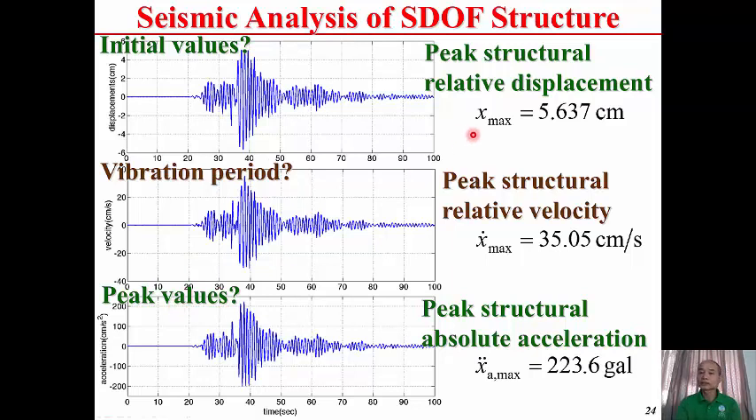We have the peak structural relative displacement x maximum equal to 5.637 centimeter. Then we have the peak structural relative velocity, x dot maximum, equal to 35.05 centimeter per second. And also we have the peak structural absolute acceleration from the plot here, x double dot A maximum, equal to 223.6 Gal, and 1 Gal equals 1 centimeter per second square.